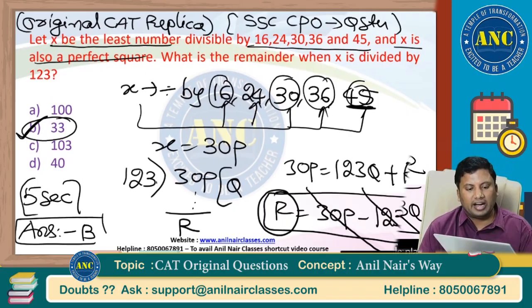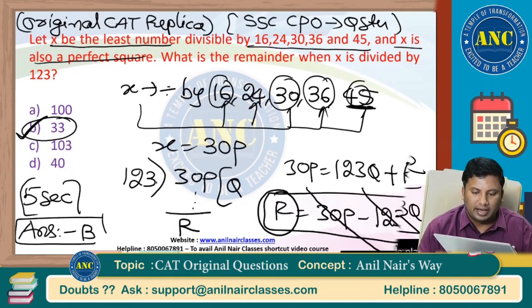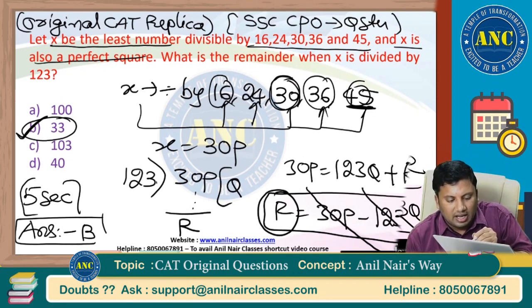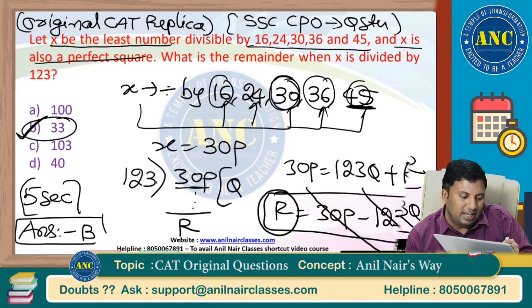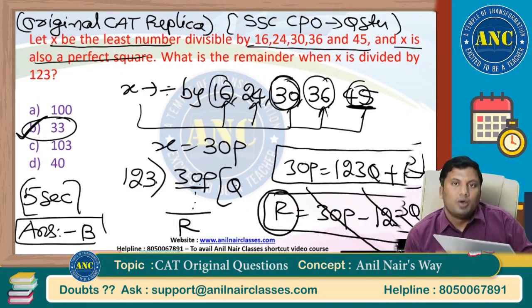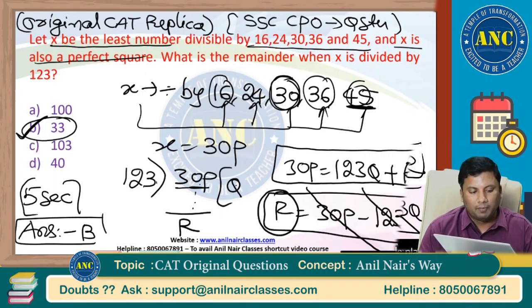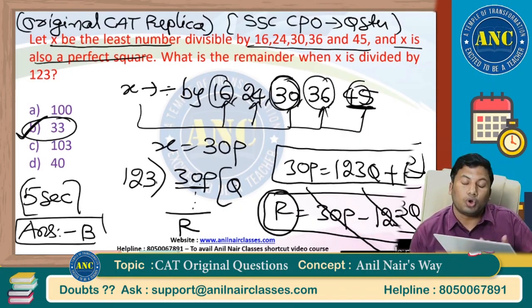Exact questions and exact answer options. Question 33: X is divisible by... Right? Taking 30, 30p is the dividend, which is equivalent to divisor into quotient plus remainder. 30p is 123q plus r. So r is equivalent to 30p minus 123q.